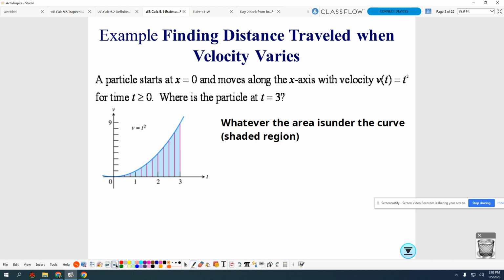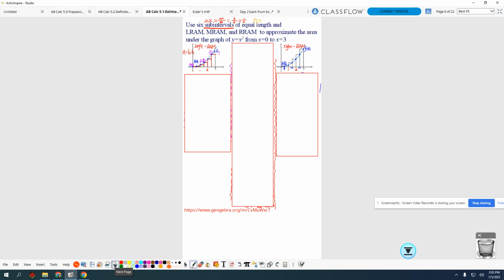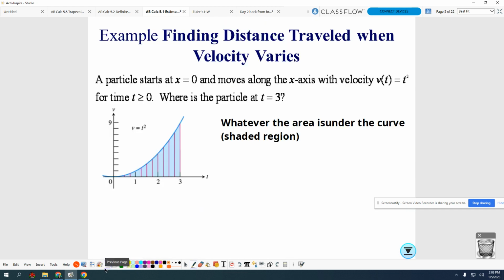Okay, so here we go. We have this particle, it starts at 0, and its velocity is t squared. We want to know how far the little thing went in 3 seconds. Those are the rectangles.